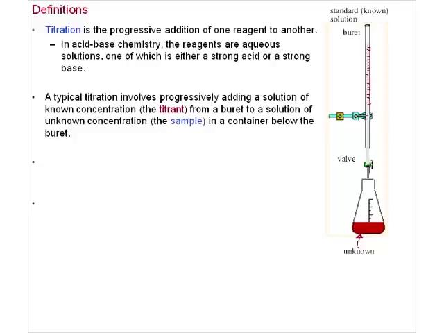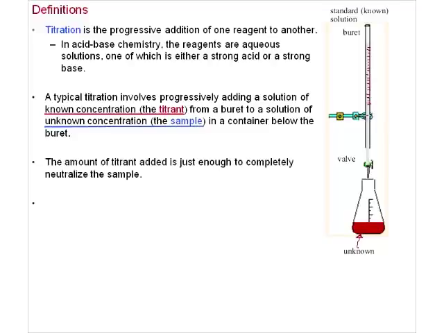A typical titration involves adding a solution of known concentration, from this point forward to be known as the titrant. Not the tyrant, the titrant, okay? So the titrant is the one that we know the information about. The known concentration is always going to be the titrant. The unknown concentration is what's going to be called the sample. So the one that we don't know the information about is going to be called the sample. So the titrant is the known, the sample is the unknown.